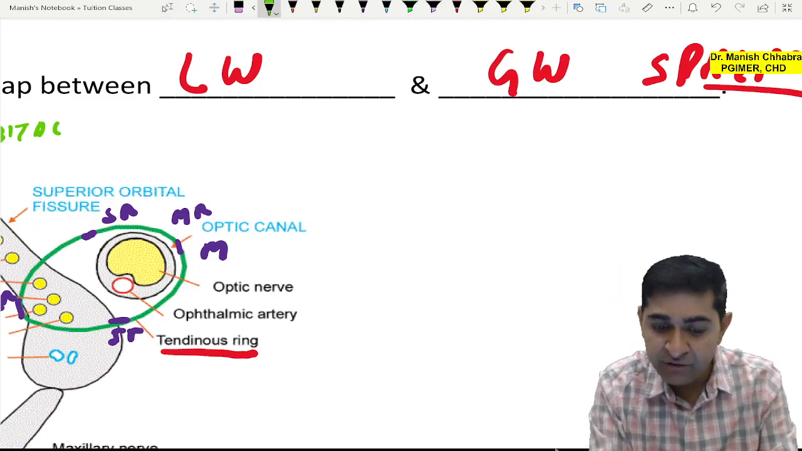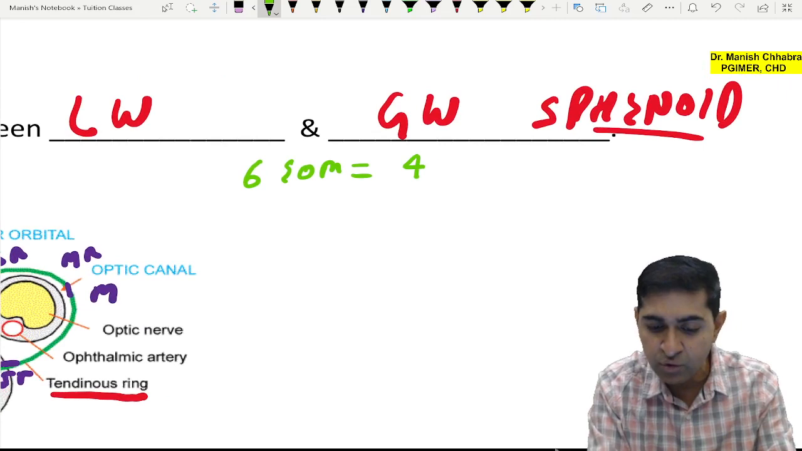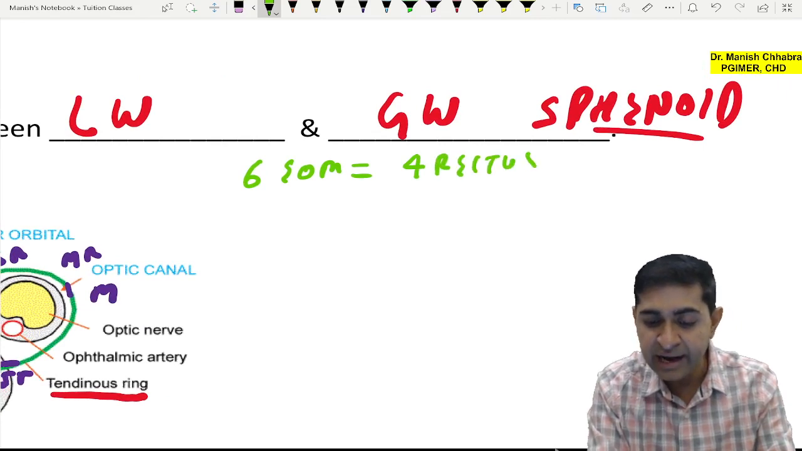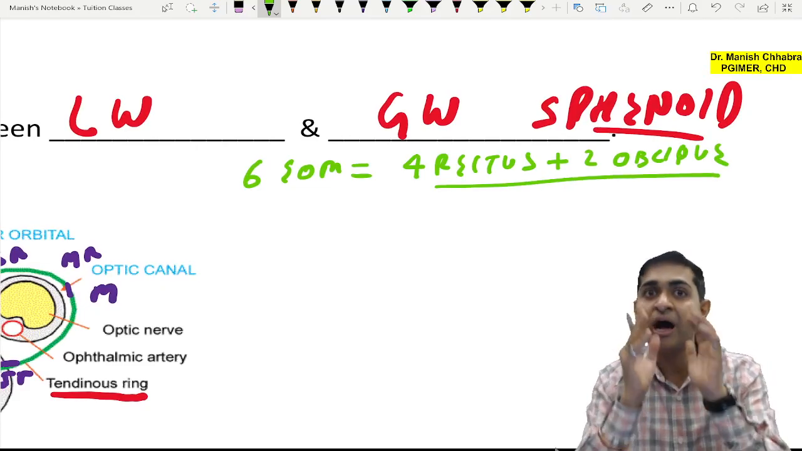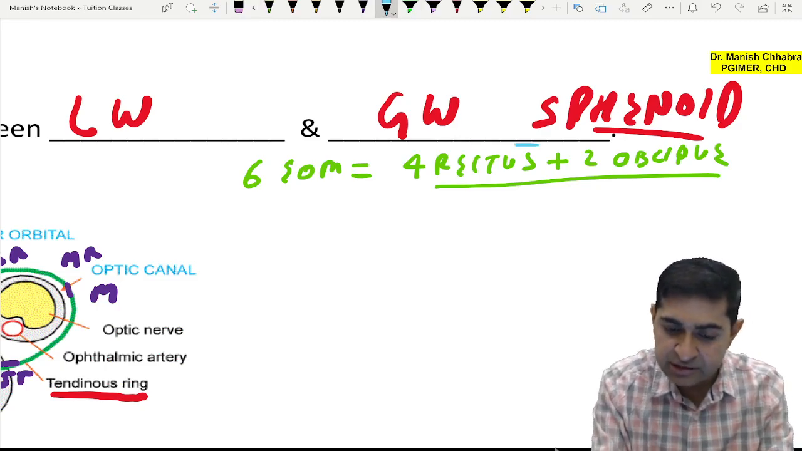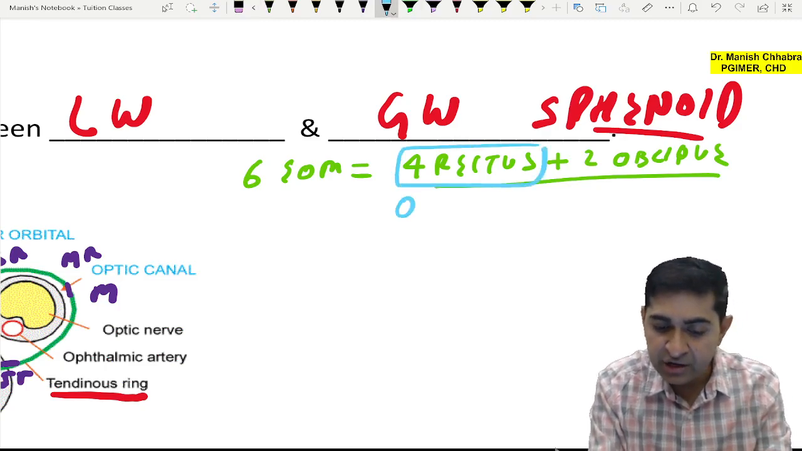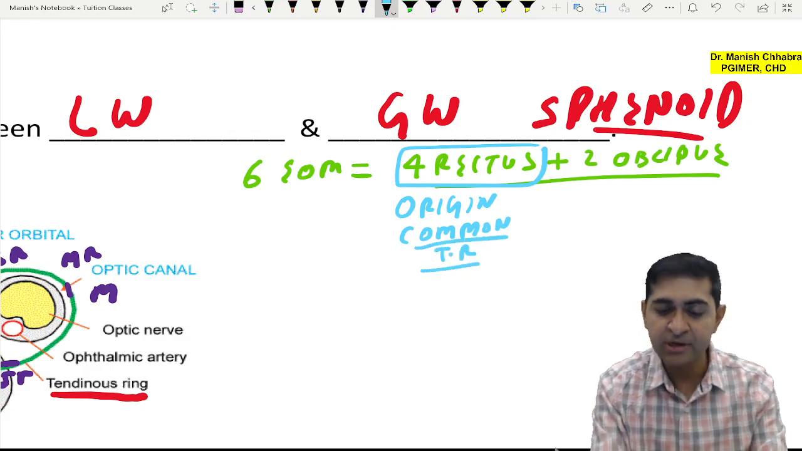Now there are 6 extraocular muscles. EOM means extraocular muscles, out of which 4 are rectus muscles and 2 are oblique muscles. These muscles move the eyeball. Now these 4 rectus muscles take origin from the common tendinous ring, CTR, common tendinous ring.